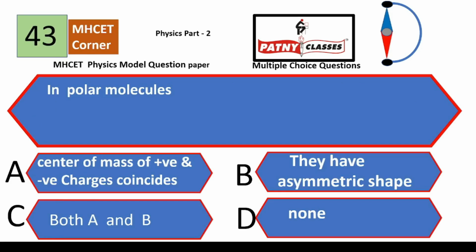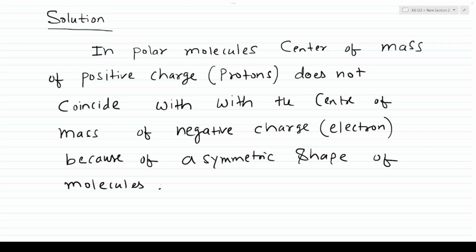Question number 43. In polar molecules, option A, center of mass of positive and negative charges coincide. Option B, they have asymmetric shape. Option C, both A and B. Option D, none. Here is the solution.